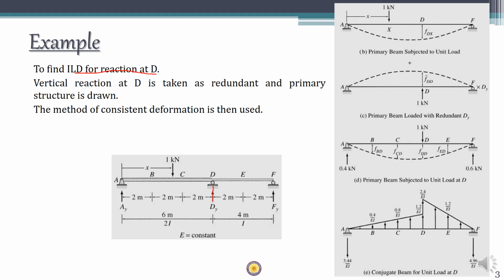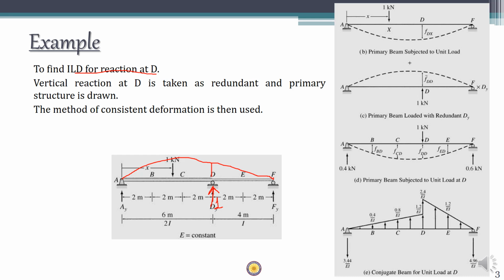As per the Müller-Breslau principle, all you need to do is remove this support and apply a unit load corresponding to D, which is a unit load 1, and find the deflection at each point. The deflection pattern will be something like this. Find the deflection at each point and divide it by the deflection at D. This will give the ILD for the reaction at D. So this is what we are going to do.